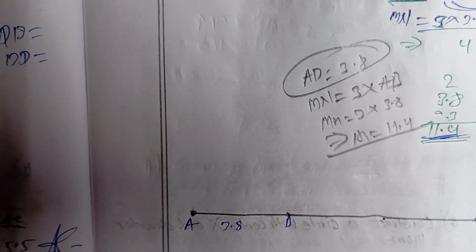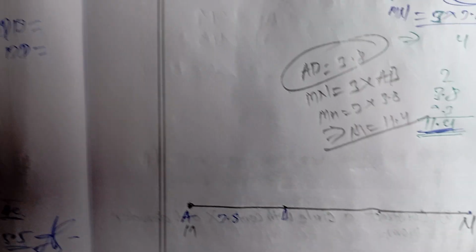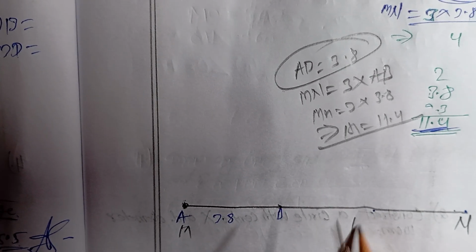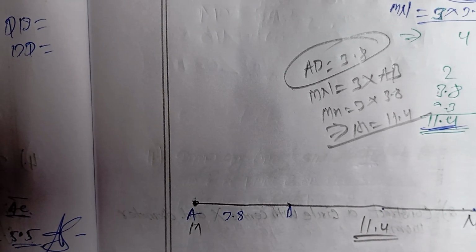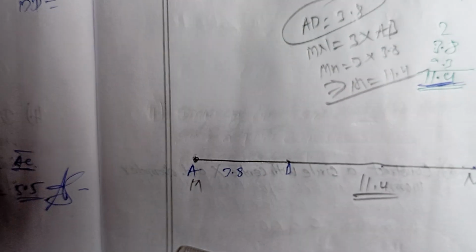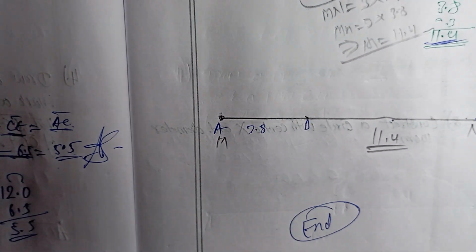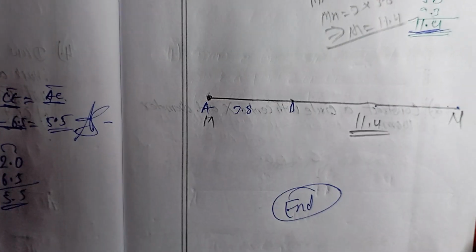So the distance will be MN. This is M, this is N. Now what is this total distance? 11.4. Okay, so this is the only question we have to do. So in this one, this exercise is totally ended here. Whatever is in this exercise, everything is clear.